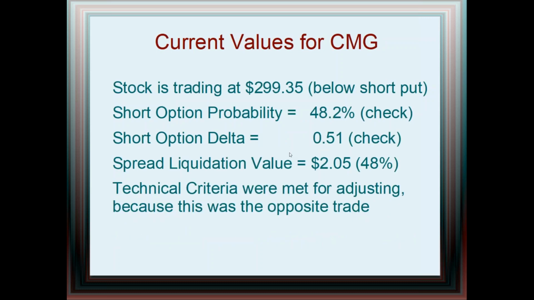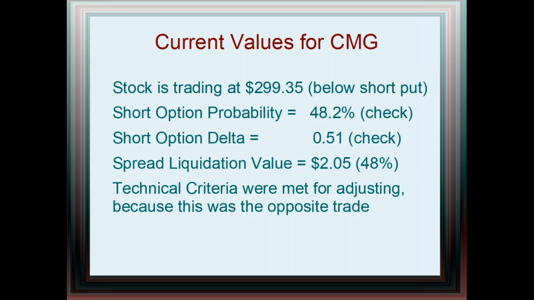Now current values, it bounced around this morning. As I was putting this together, I wanted to be as current as possible, so you'll see some stock changes. But when I was originally looking at this morning, CMG was trading at 299.35. It had moved against us. It was just below the short put. It ended up going back up to 301 and 302. But that's okay.